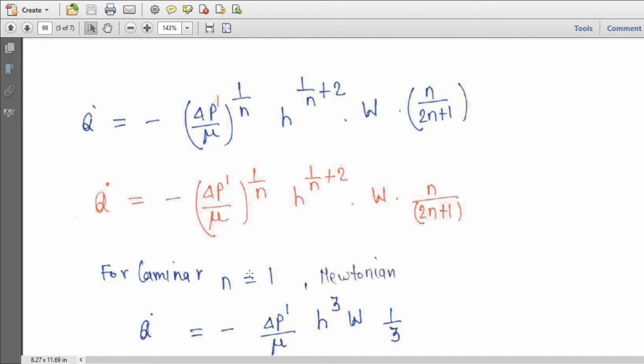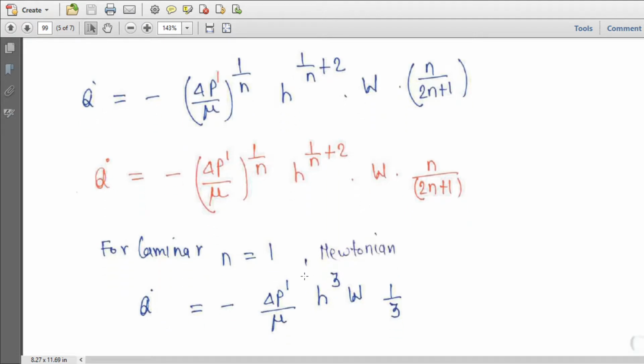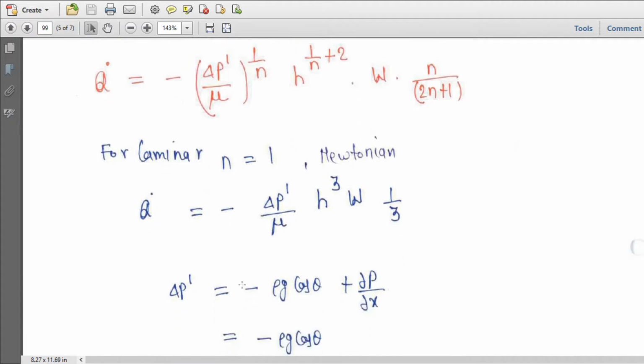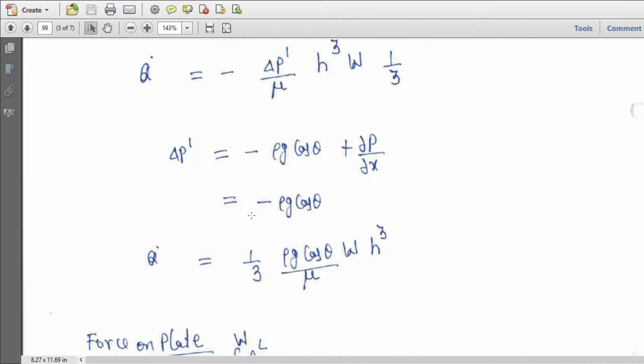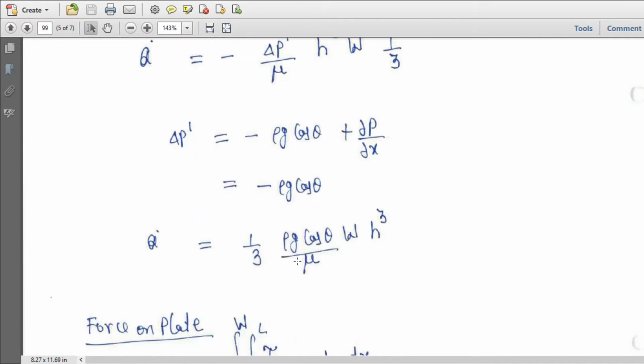For laminar Newtonian fluids, n equal to 1. So for Newtonian fluids, Q comes out to be −Δp' h³ W/(3μ). Δp' comes out to be −ρg cos θ, which we can substitute here. So your Q comes out to be (1/3) ρg cos θ W h³/μ.